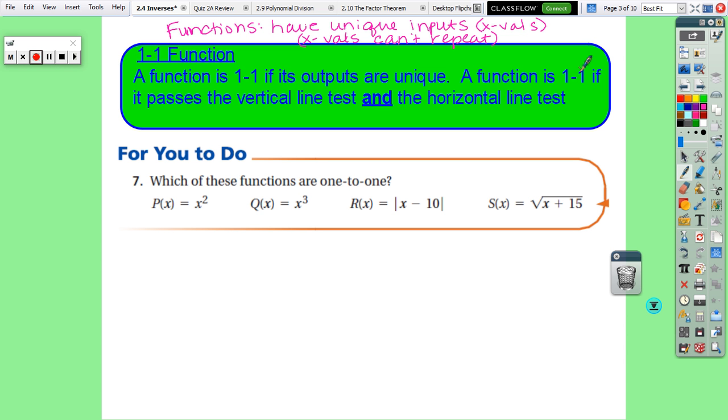Okay? A one-to-one function, so first of all, if a relationship is going to be one-to-one, it has to be a function first. So the first thing is that it has to have unique inputs, and then the second thing is that it has to have unique outputs. So that means that your y values, or your outputs, can't repeat. Okay? So basically what they're saying is a function is one-to-one if it passes the vertical line test and the horizontal line test. So if a relationship is not a function, it can't be one-to-one.